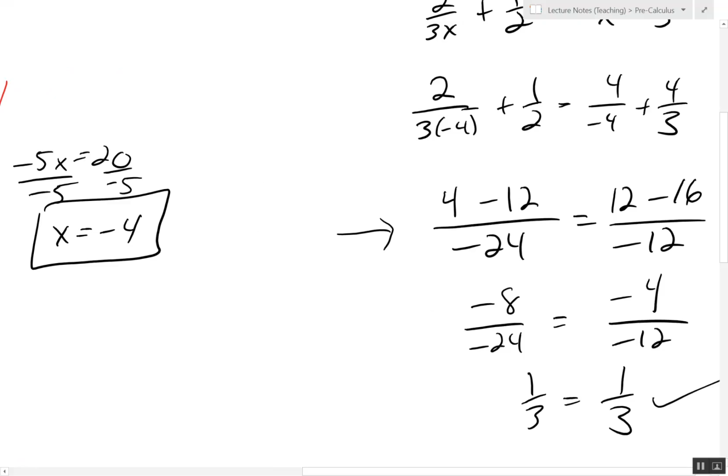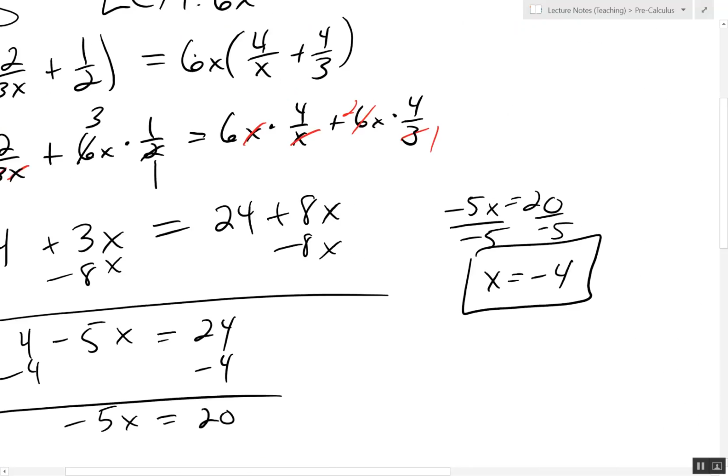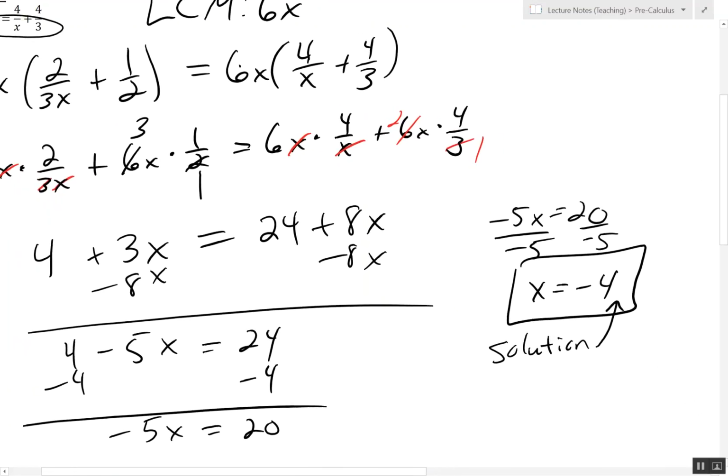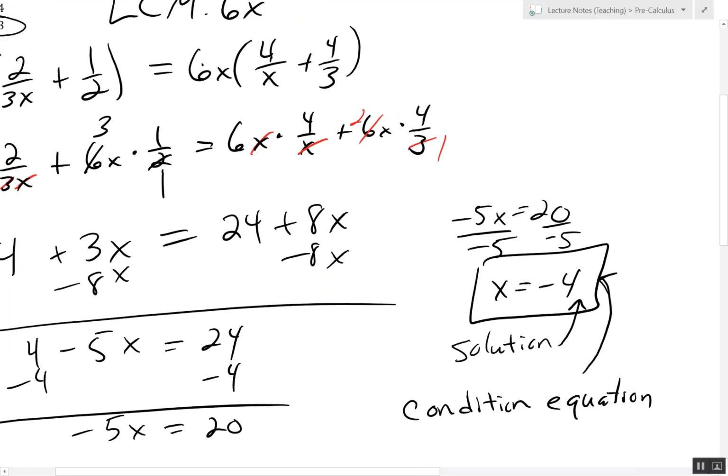So this checks, so x equals negative 4 is our solution. Now notice that we just got one value. So our example here is known as a conditional equation, because it is true based on the condition that x equals negative 4. So this is the condition right here, the conditional equation.